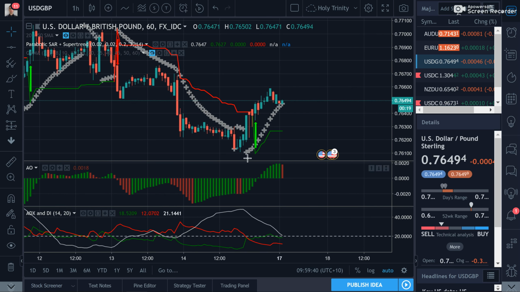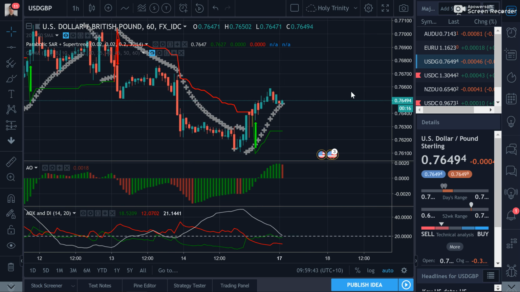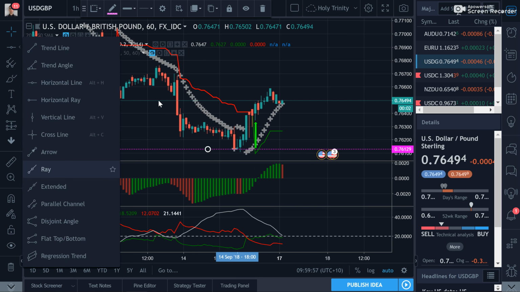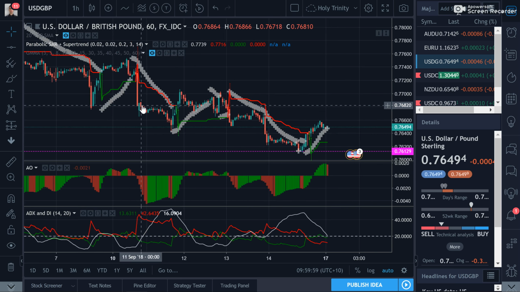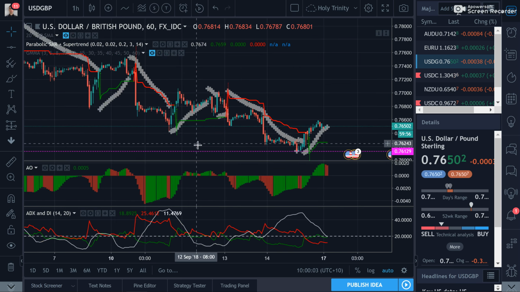Particularly because this is all saying up. So if I sold here, I would be selling against the trend. It kind of seems like it's going to do, put some of these lines on. Let's assume that's like the low. Probably hasn't really been that low in ages. So that is a new low.